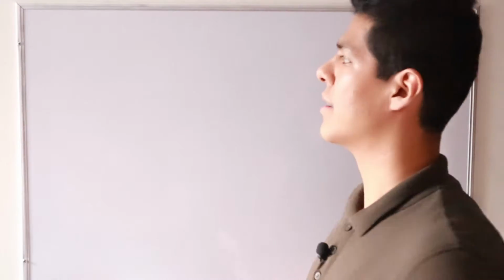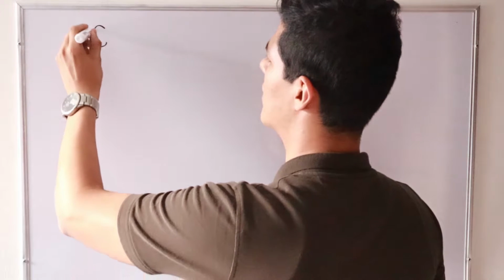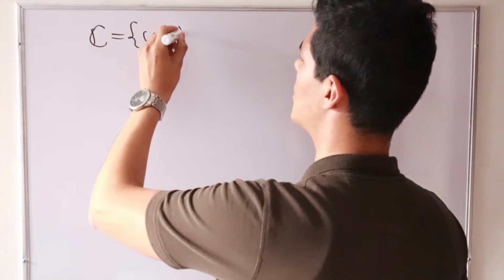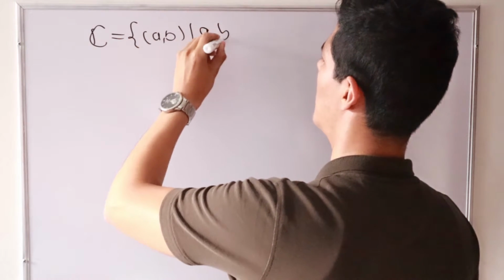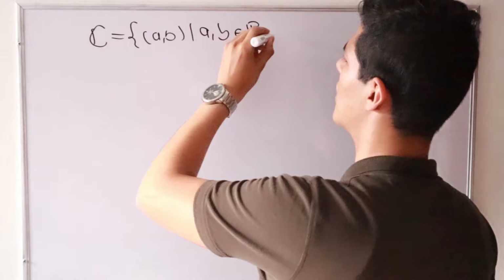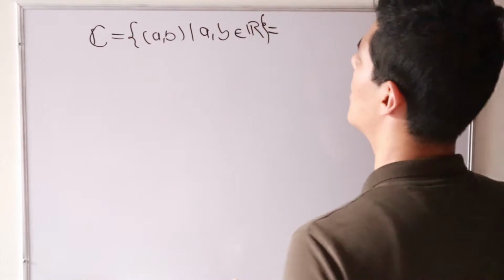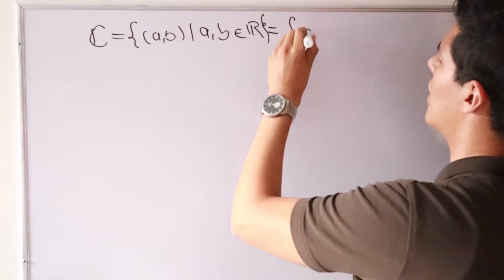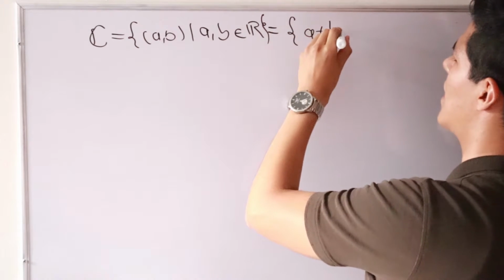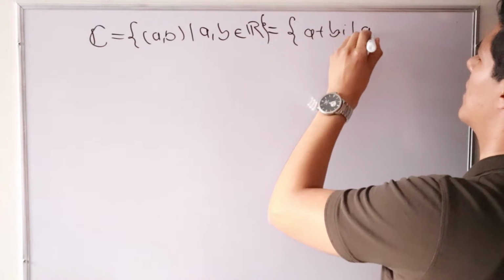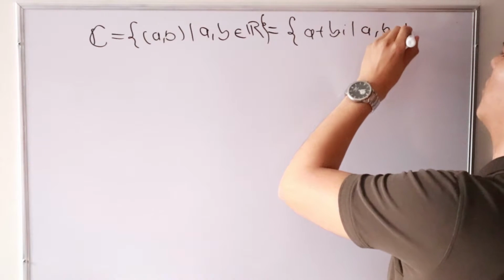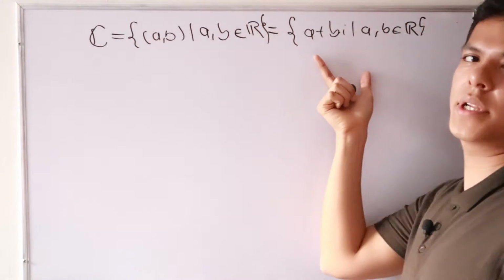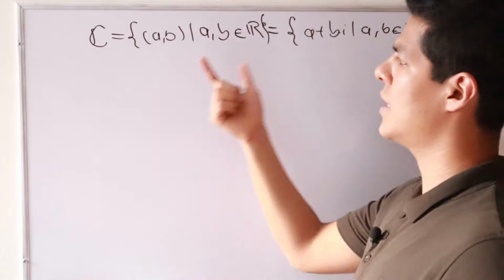Well, we define the complex numbers as the set of all pairs a and b, such that a and b are real numbers. But we can also define this set as a plus b times i, such that a and b are real numbers. So we can have either this definition or this. So what does it mean?